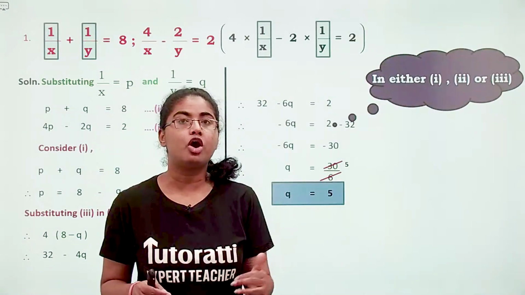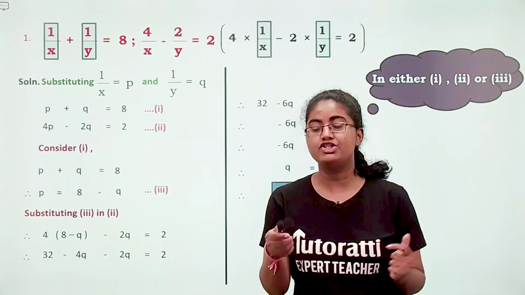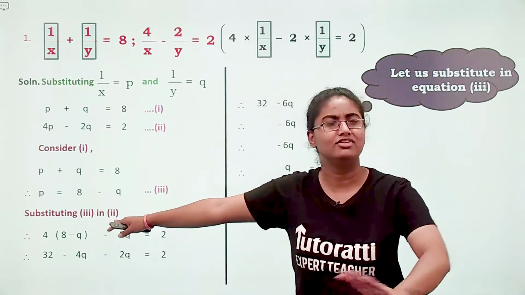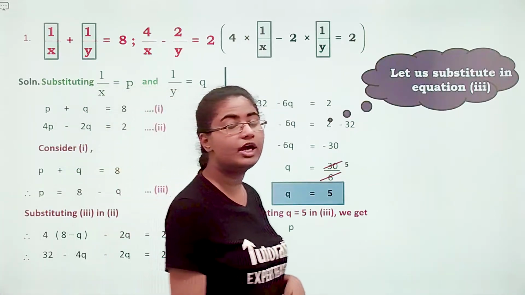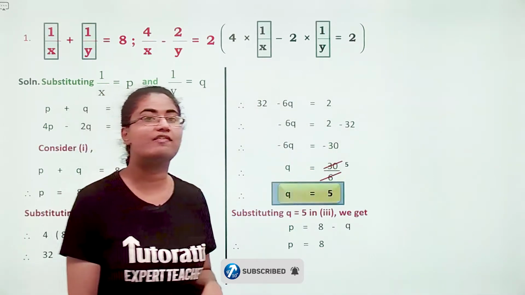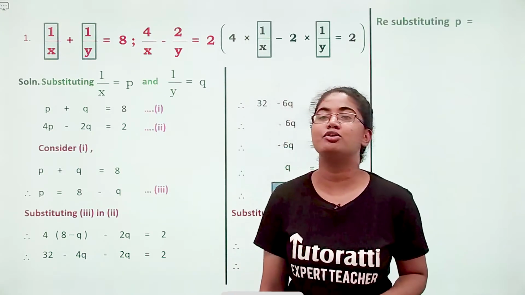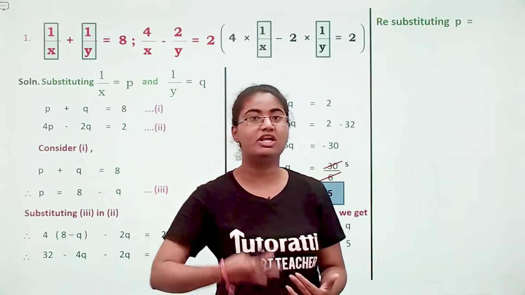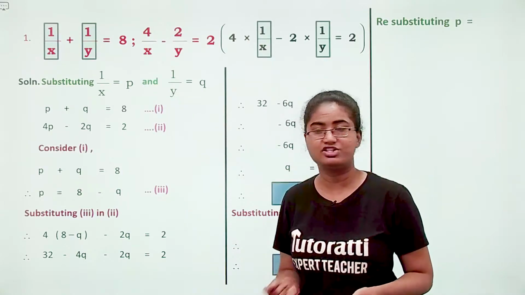So we need to obtain the value of P by substituting Q in either of the 3 equations. Let us try to substitute in equation number 3. Simplest equation, right? So P का value क्या मिलेगा? 8 minus Q, that is 8 minus 5. So P का value मिलेगा 3. Do we end it here? We have already established that we do not end it here. We resubstitute the values of P and Q and obtain the values of X and Y.